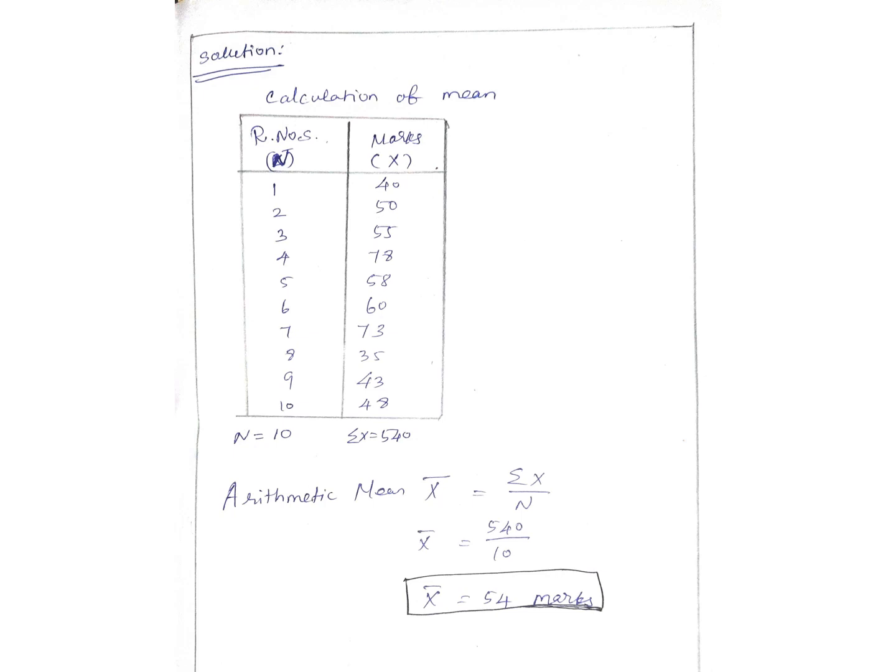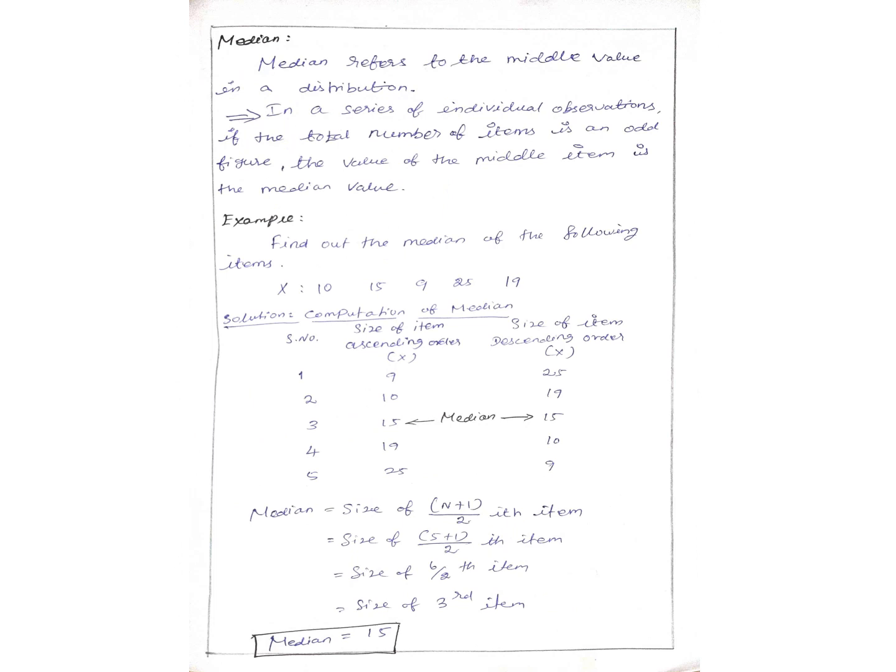Next one, median. Median refers to the middle value in a distribution. In a series of individual observations, if the total number of items is an odd number, the value of the middle item is the median value. For example, x is equal to 10, 15, 9, 25 and 19. There are 5 observations.